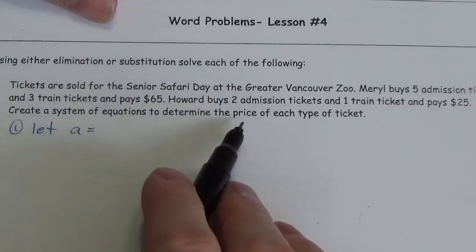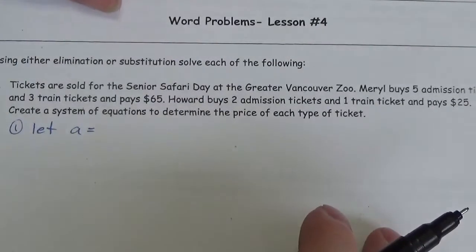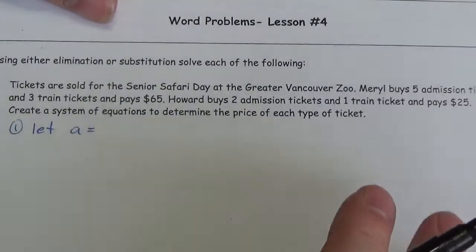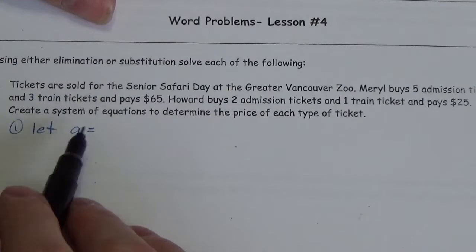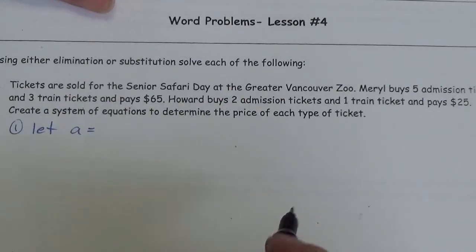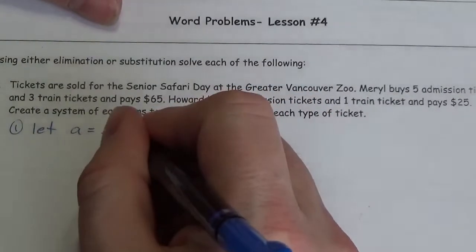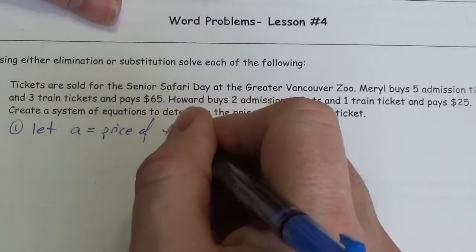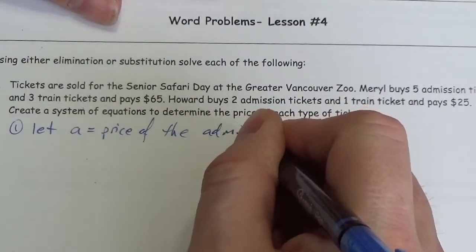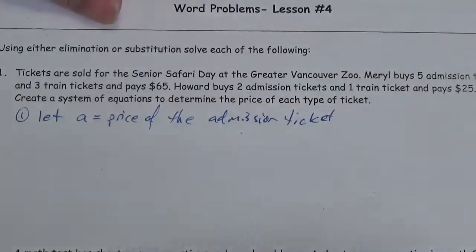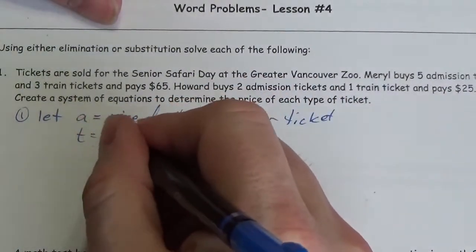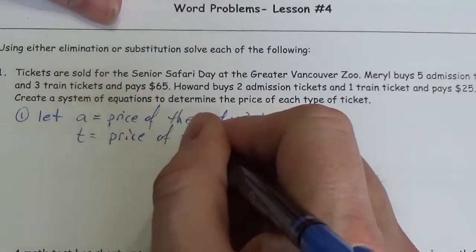Now, it says the price of each ticket. So it's not the amount of admission tickets. It's the price of the admission tickets. And you need to be clear on that. When I have people say A is the admission ticket, well, what about it? Is it the ticket itself? Is it the number of admission tickets? In this case, it's the price of the admission ticket. Okay, that's specifically what I want A to be here. And then I'm going to introduce another one. I'm going to let T be the price of the train ticket.